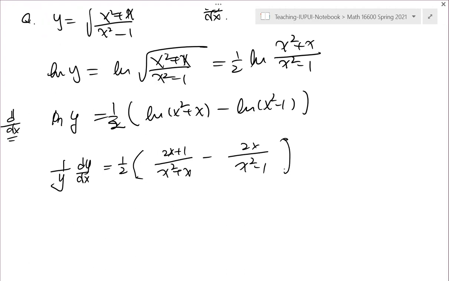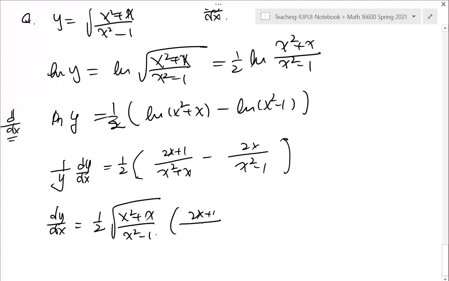Then in order to find the derivative, I just multiply both sides by y. But I already know y. y is the square root of (x squared plus x) over (x squared minus 1). Right, so that's it. Maybe it's not necessary to simplify, but this is how we quickly find the derivative without making mistakes.